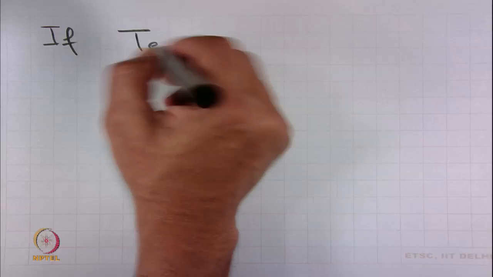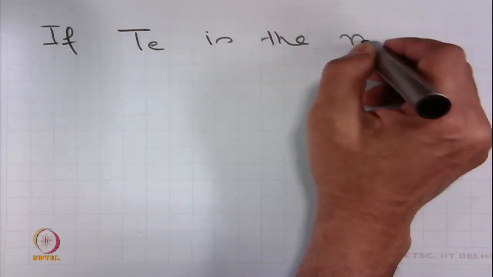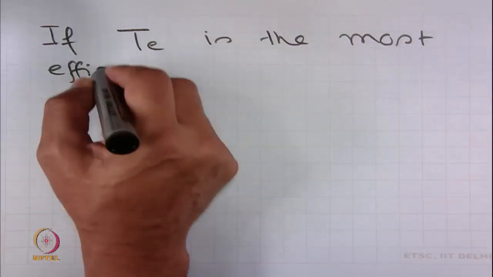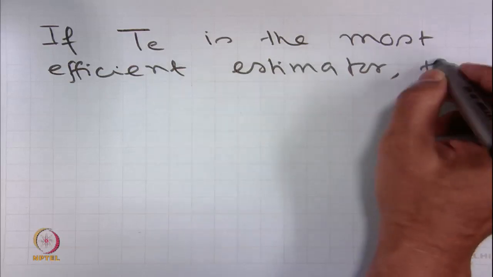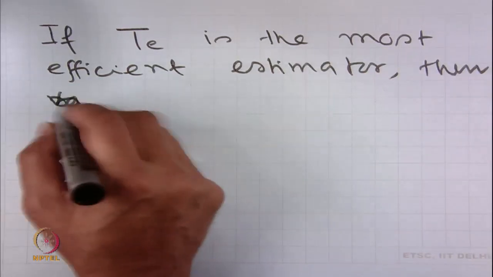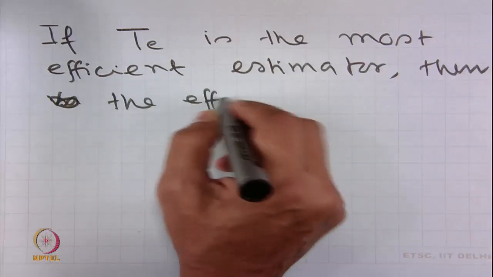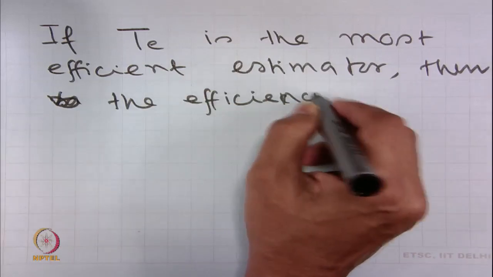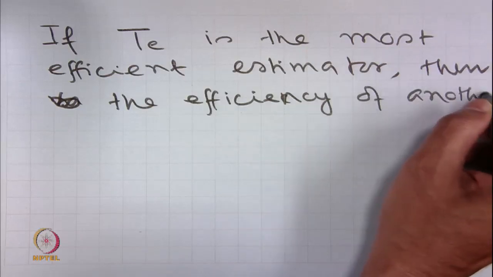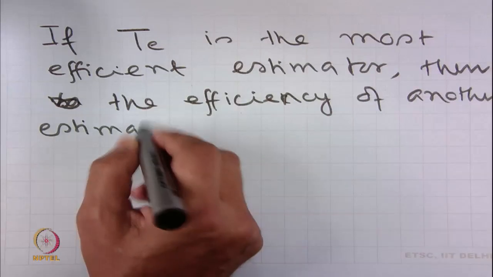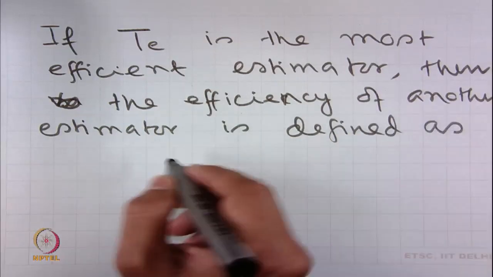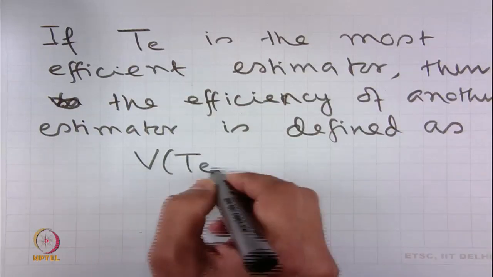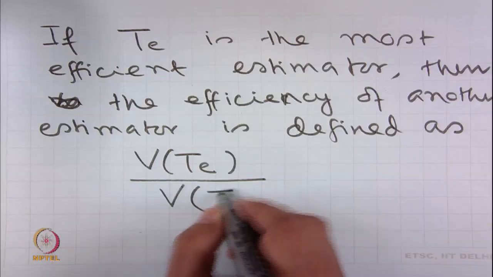In fact, if Te is the most efficient estimator, then the efficiency of another estimator T is defined as variance of Te divided by variance of T.